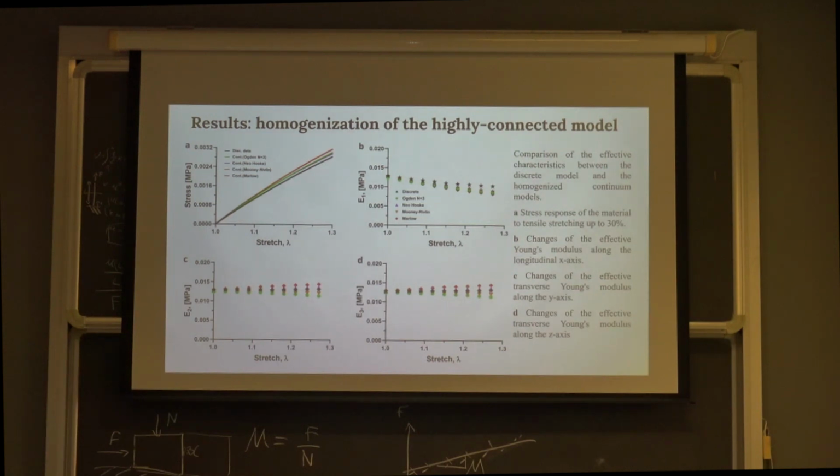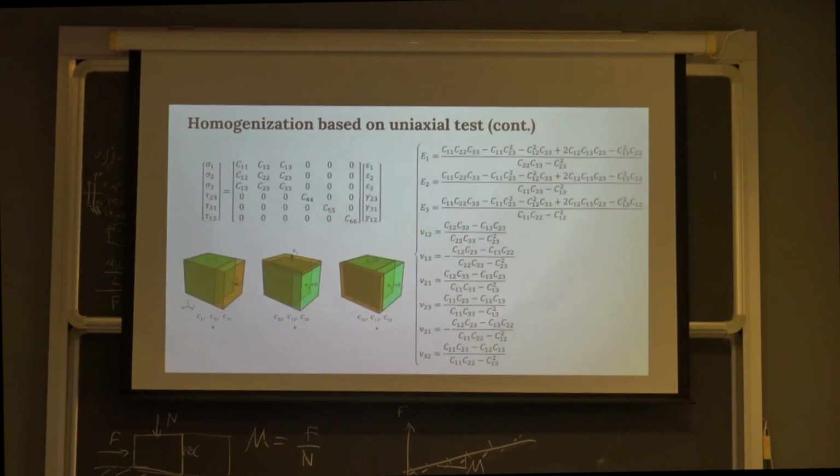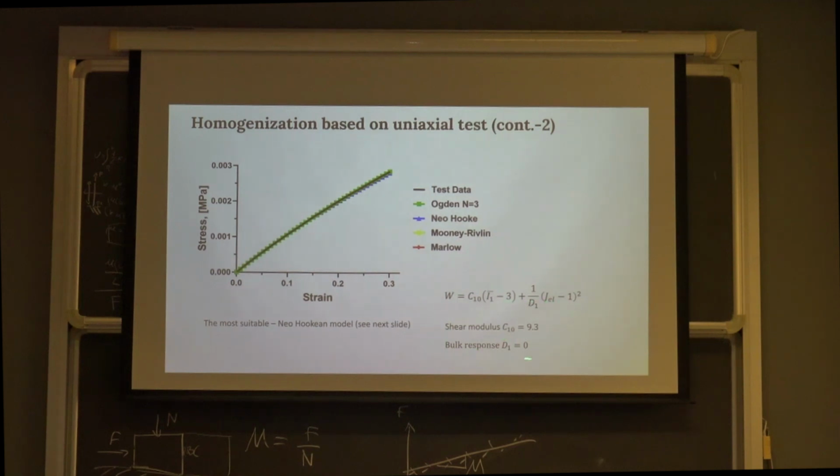We can see that the test data gives the following stress-strain curves, and the others are lying a little bit higher than those that approximate this curve. But if we look at the elastic moduli in 3 directions, the closest one to the test data is the neo-Hookean model. So we choose this model as the best approximation for the discrete model in the case of the highly connected network, and these are the parameters.